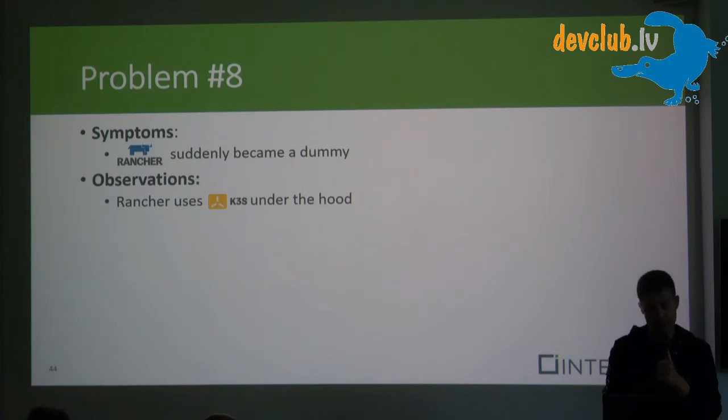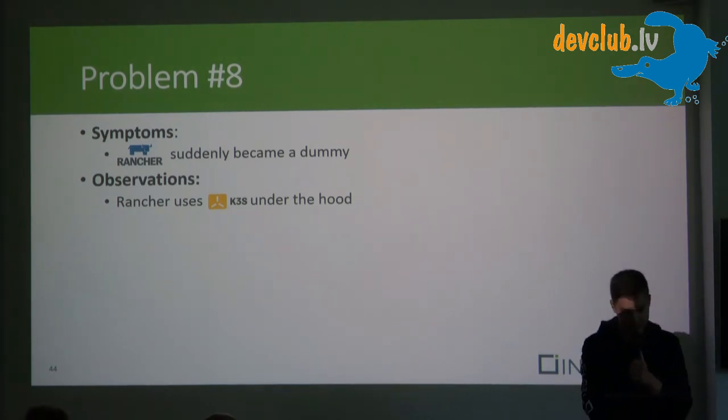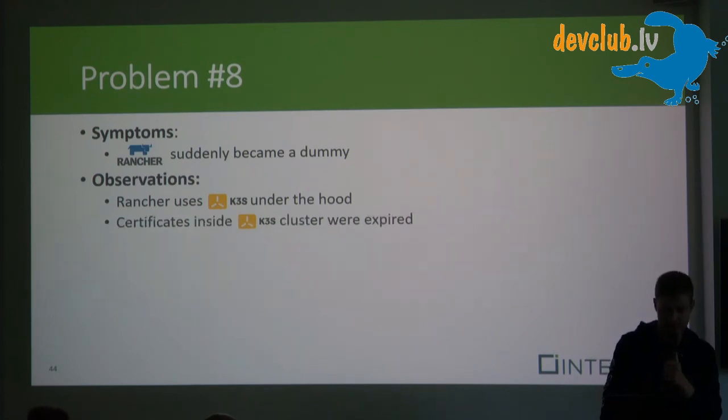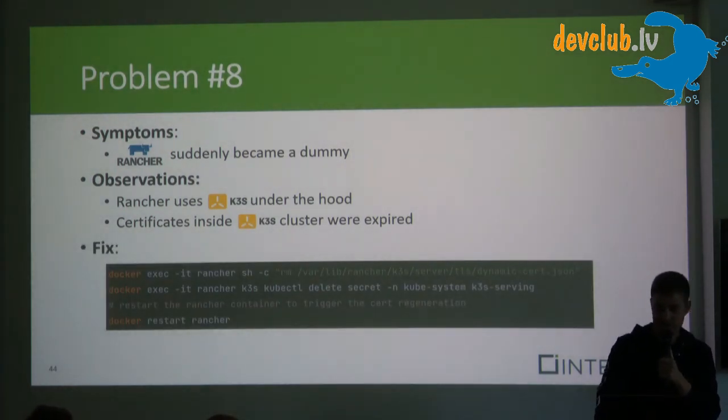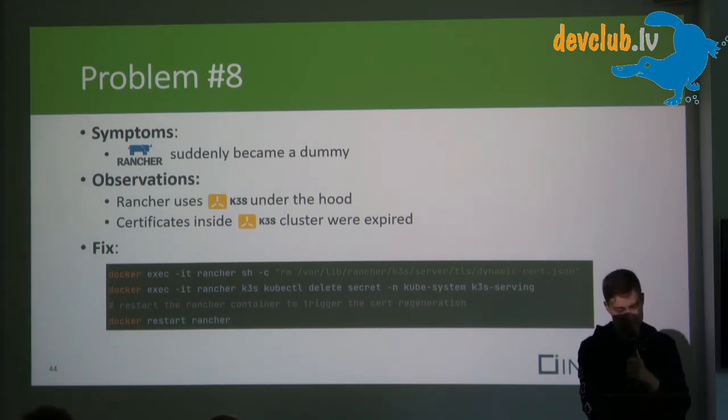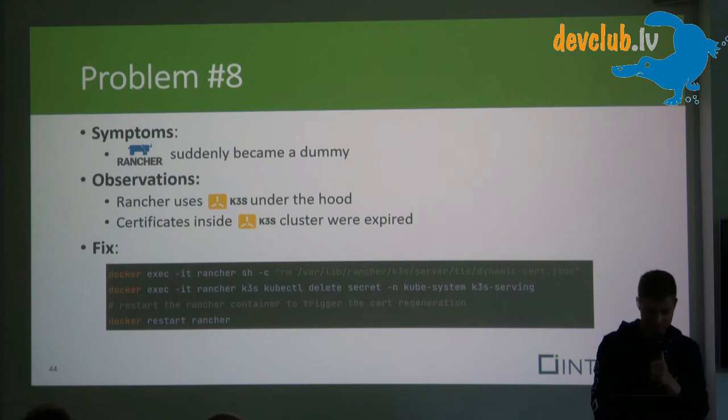And it uses a K3s cluster, a Kubernetes cluster, under the hood. So you might assume what happened. The certificates inside it just expired. And the fix was simple, just to remove the old ones and restart the Rancher container to regenerate them. And this also fixed the day.